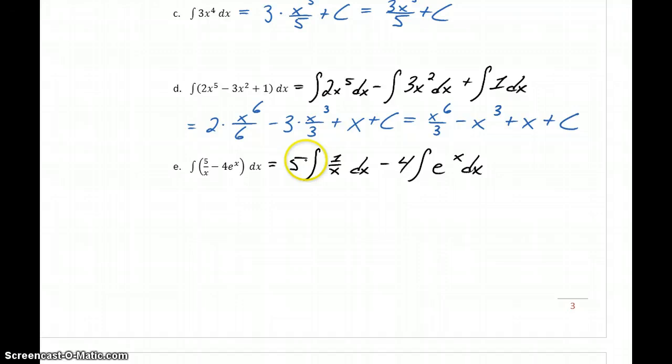So again, pulling these constant factors out in front of the integral isn't a step that you have to take, but it may help to identify what that function is that we're integrating. So in this case, we're integrating 1 over x. So that's going to be 5 times natural log of absolute value of x minus 4 times the integral of e to the x, which is e to the x, plus c.